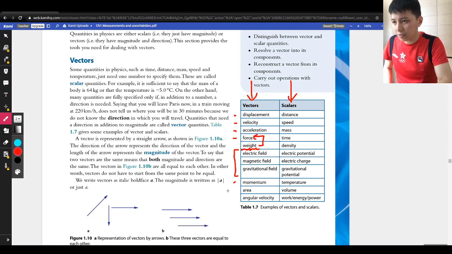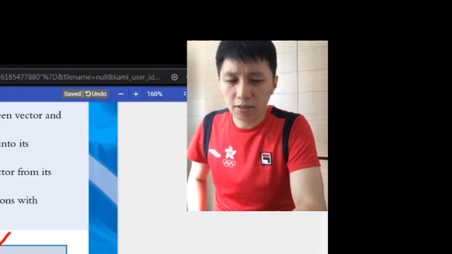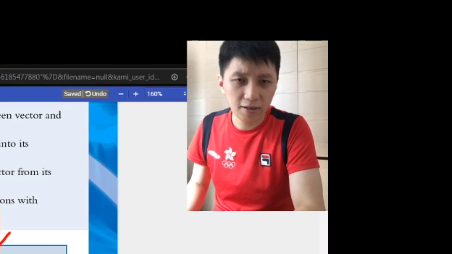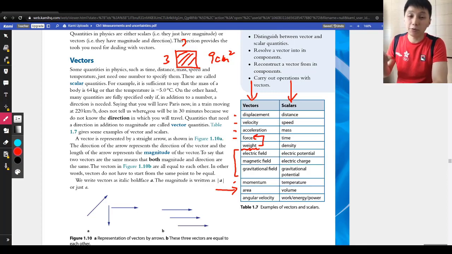However, you will find the physical quantity area under the column of vector. So when you measure the area of something, let's say a square of 3 cm by 3 cm, that means 9 cm squared. Is that really a vector? Is my life a lie? Of course not. In physics, there is a reason why we might need the area to be a vector.